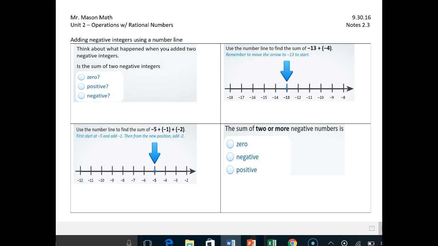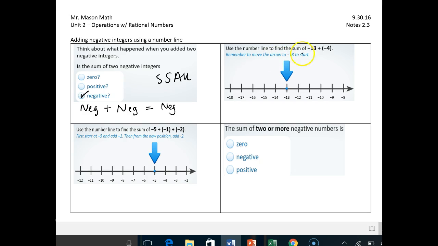Think about what happened when you added two negative integers. Is the sum of two negatives 0, positive, or negative? Sum of two negatives will always be negative. Please write this down. Negative plus negative equals negative, right? S-S-A-K. Same signs, add and keep the signs.